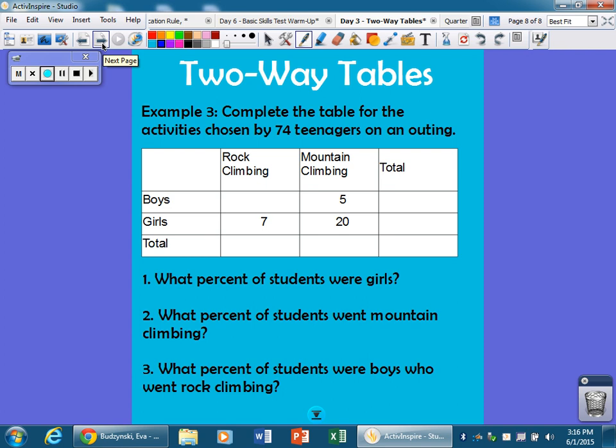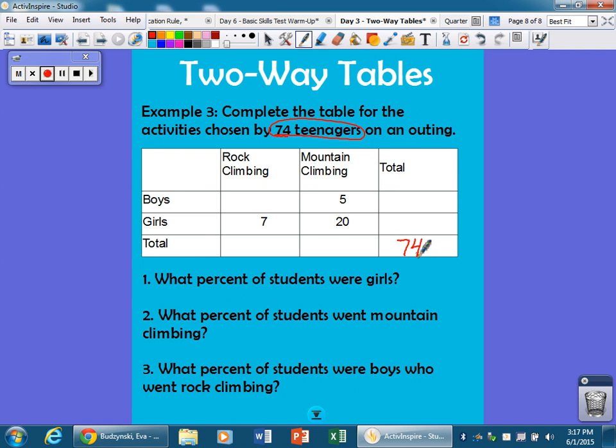So here's our third example. Complete the table for the activities chosen by 74 teenagers on an outing. So that's important. Remember, read the problem. What's it say in it? 74 teenagers went on this trip. Did it tell me whether they were boys or girls? No. Did it tell me whether they were rock climbing or mountain climbing? No. So my total, my grand total, is 74.